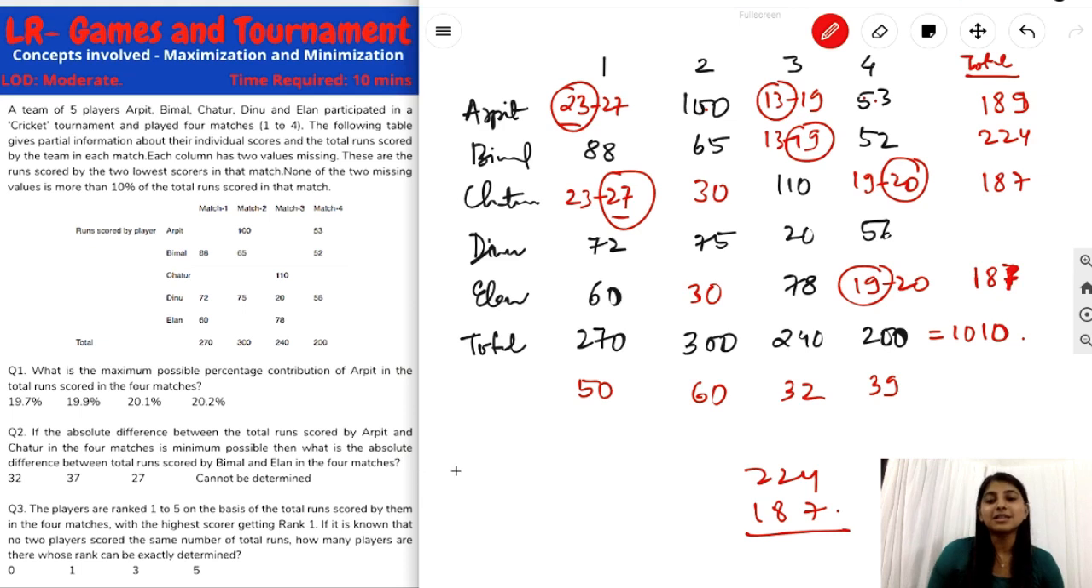So the correct answer in this case is, 1 was A, 2 is B. 2 is B. The answer is 37. Okay? Fine. Next, what do we have?